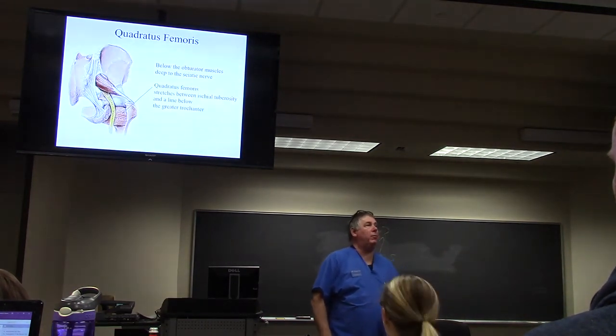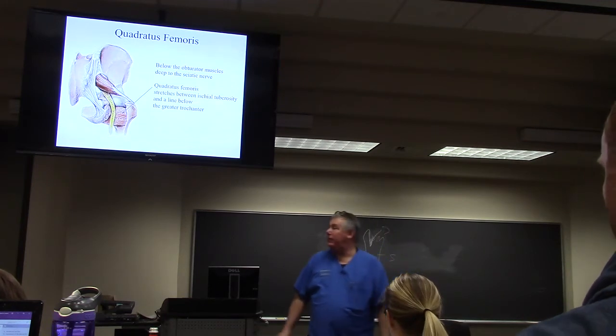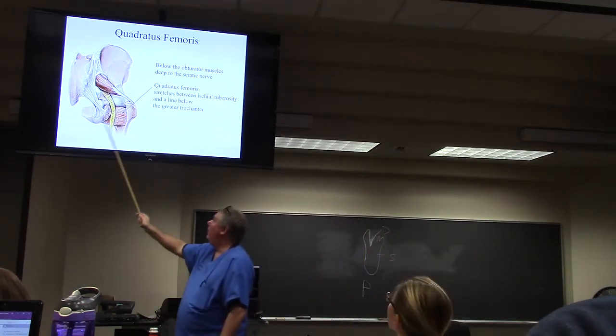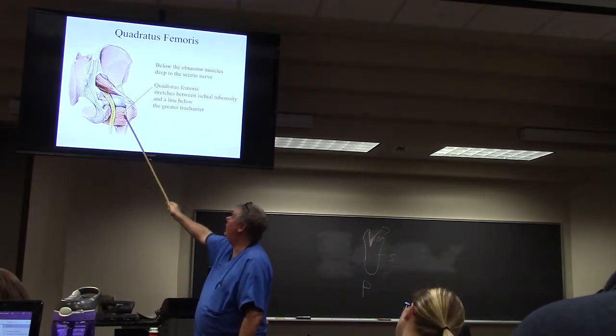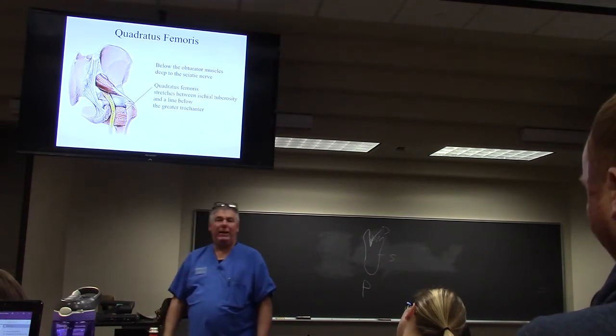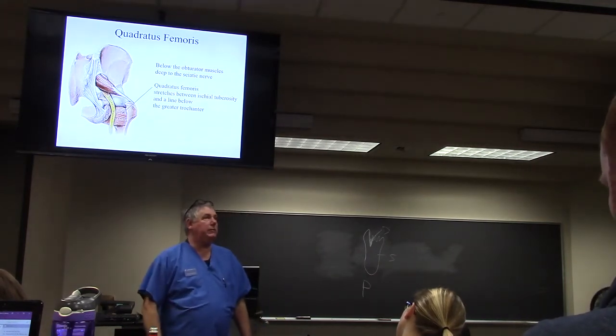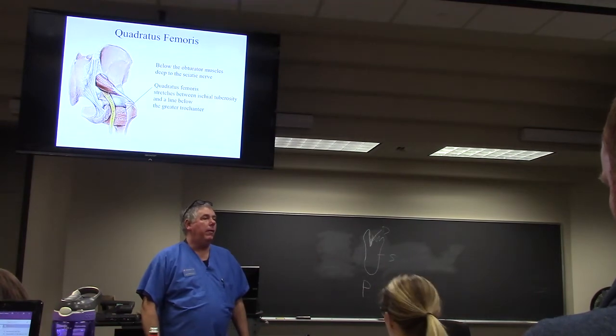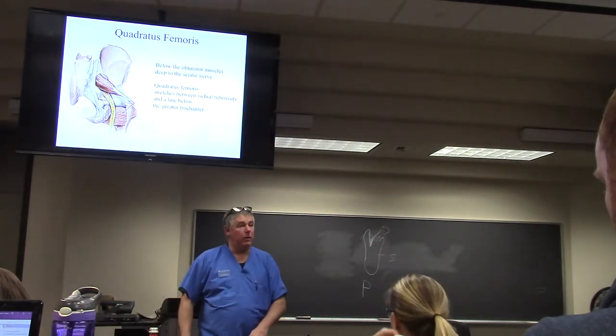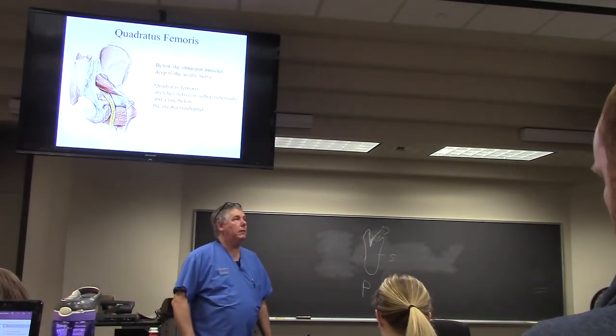Here's the quadratus femoris. It just runs from the pelvis, namely the ischial tuberosity right over here, to really sort of the crest of the intertrochanteric crest. It too is a lateral rotator because it's in the back.